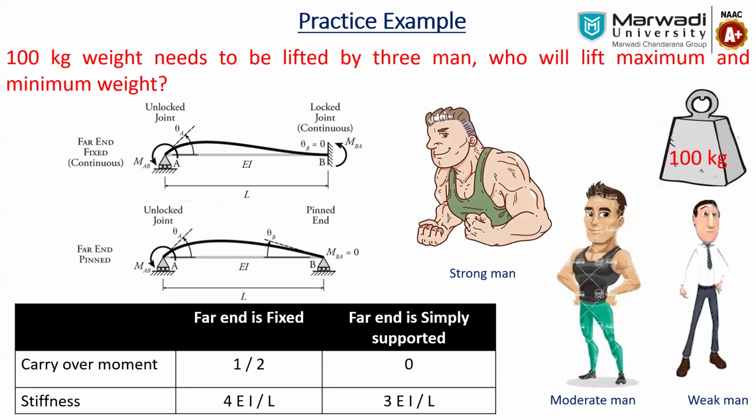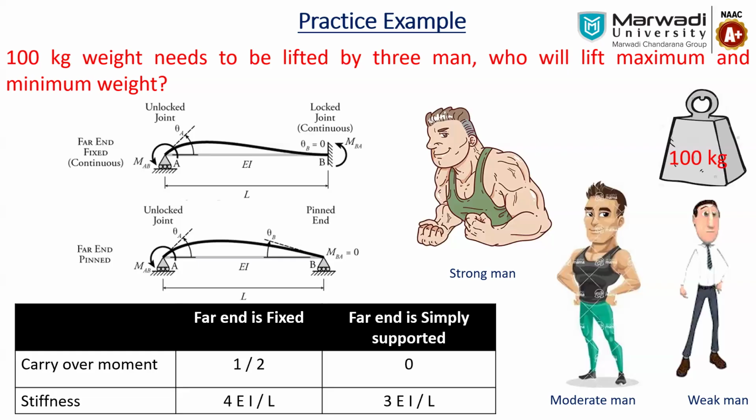So there are two things. One is stiffness, and the second is carryover moment. Whenever the far end is fixed or continuous, the stiffness is more, so it will take the larger stiffness, 4EI by L. But when the far end is a hinge, simply supported, or pin, then the stiffness is 3EI by L.